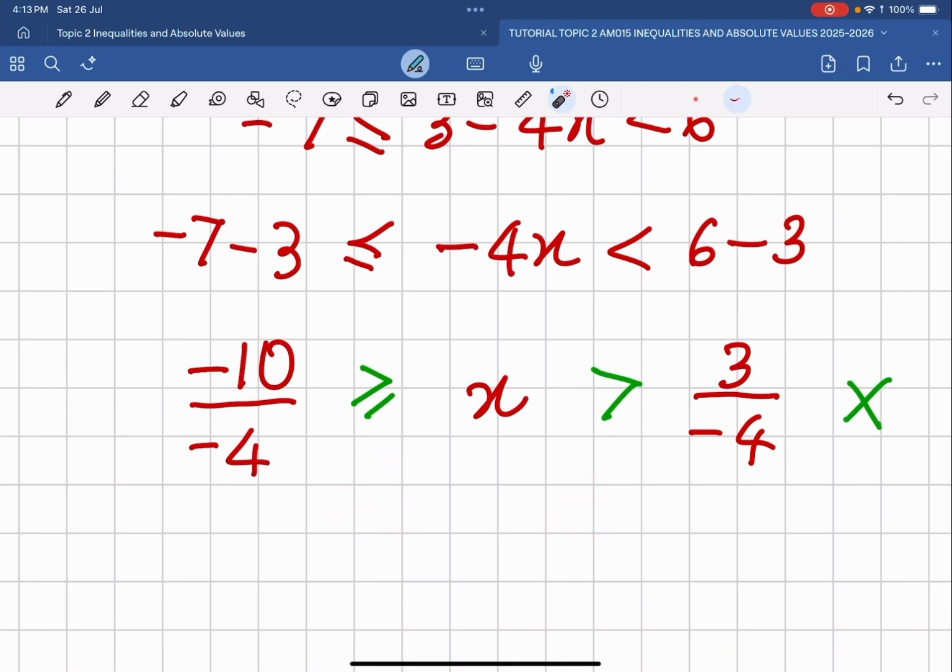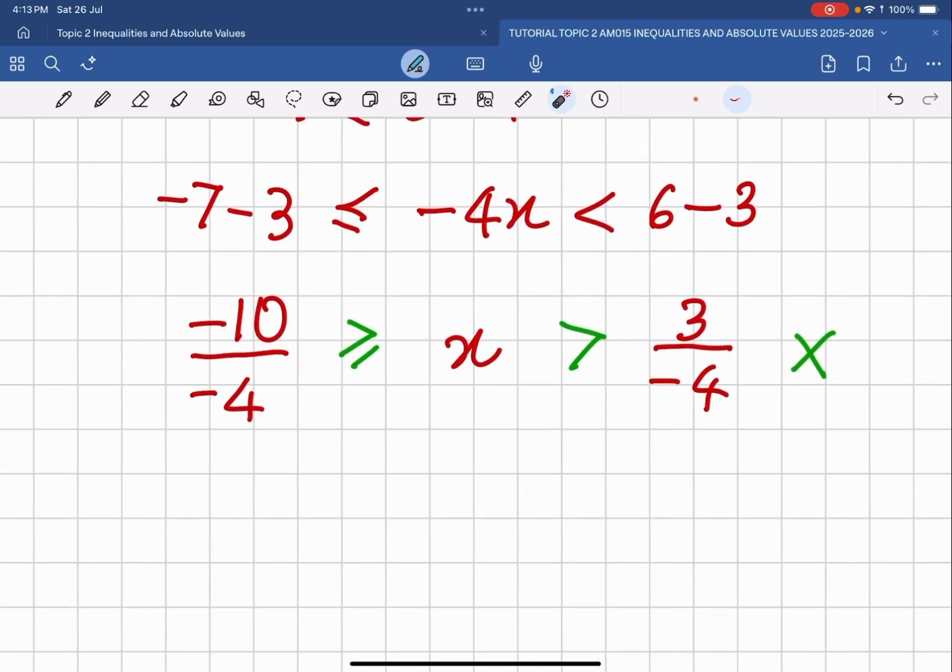Okay, so what we have to do is we're going to swap. But just before that, let us simplify first. This is 5 over 2. This is negative 3 over 4. Make sure your negative is in the middle. But still this is totally wrong.